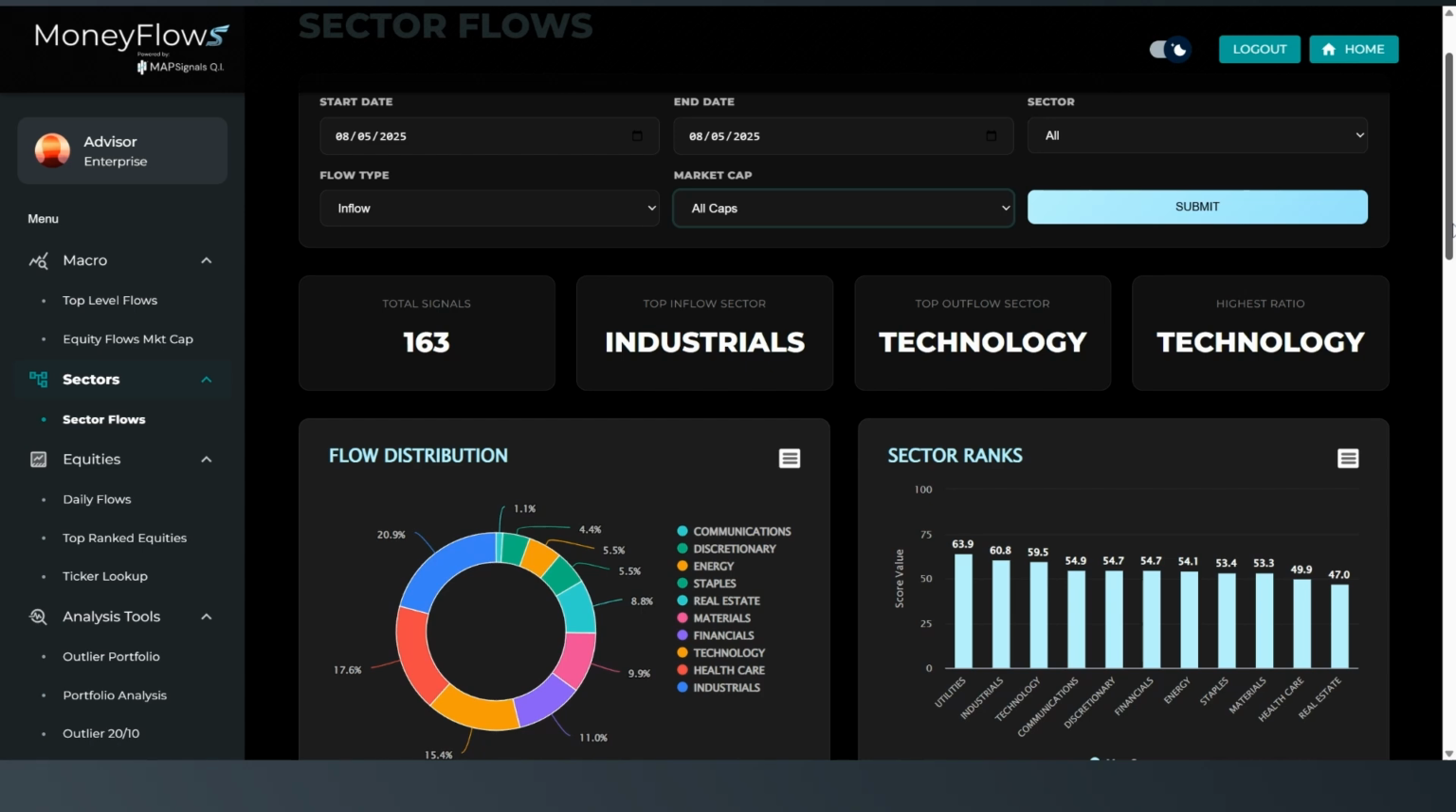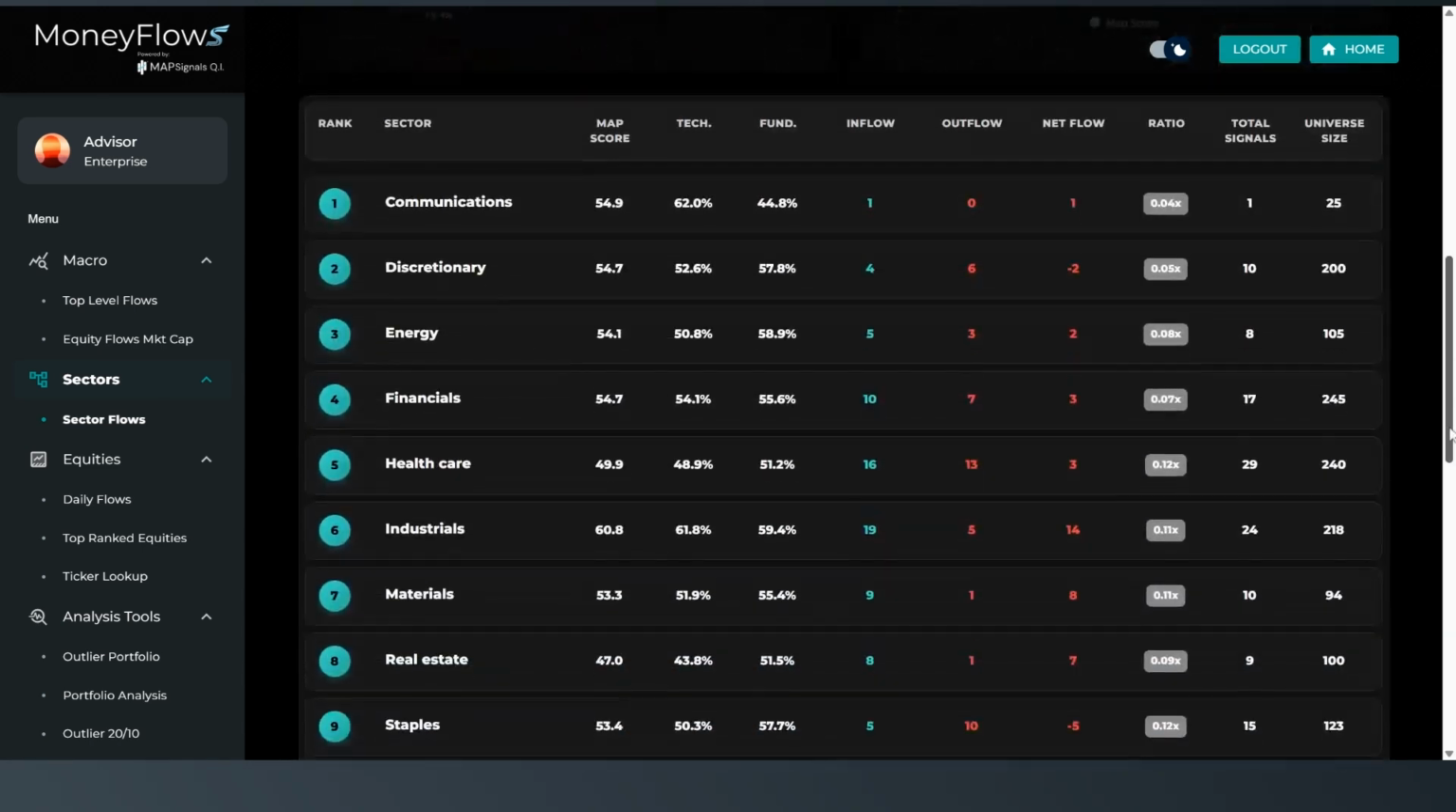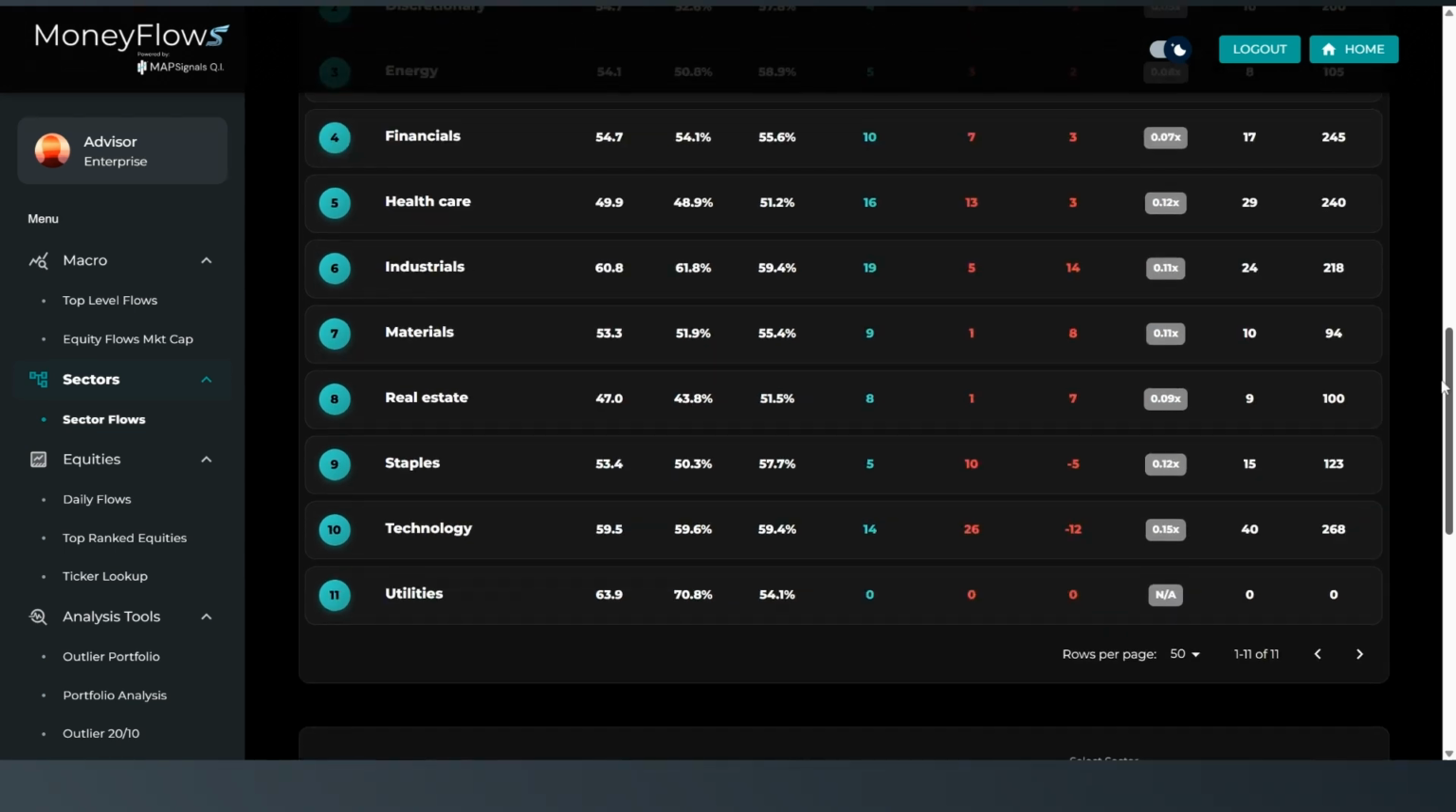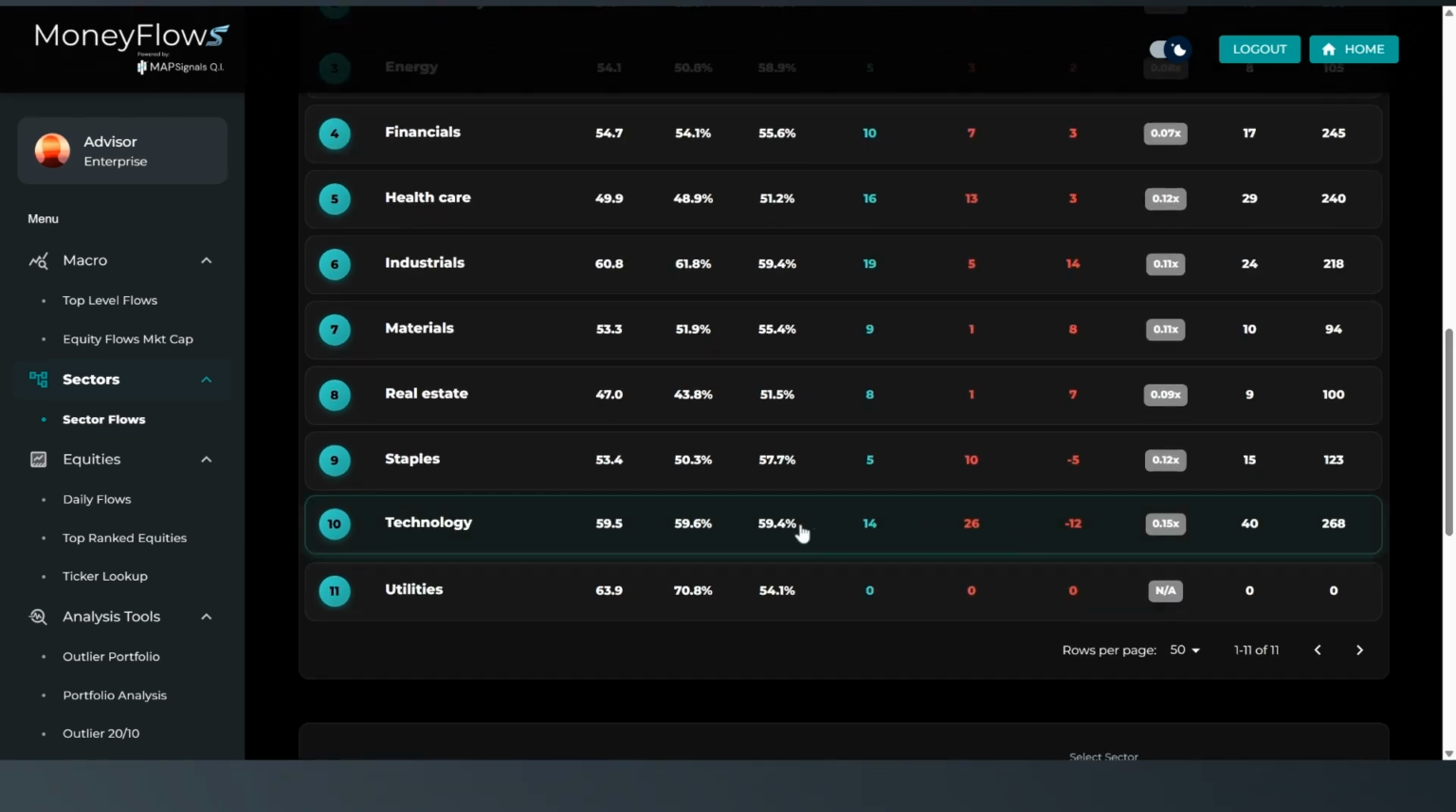You can also look down here. We break out whatever levels that you look at, whatever date range, you're going to be able to look at these sectors. So discretionary for this date, 4 inflows, 6 outflows. The net flow was -2. And you can also see what the universe size is for that, just to keep this into perspective. Technology in this case had 14 inflows and 26 outflows. So the net flow was a -12.